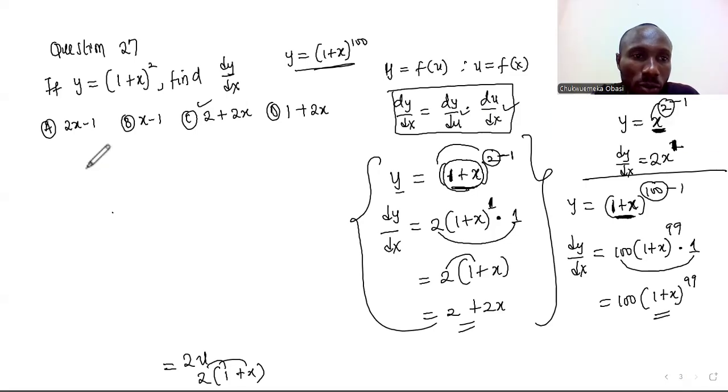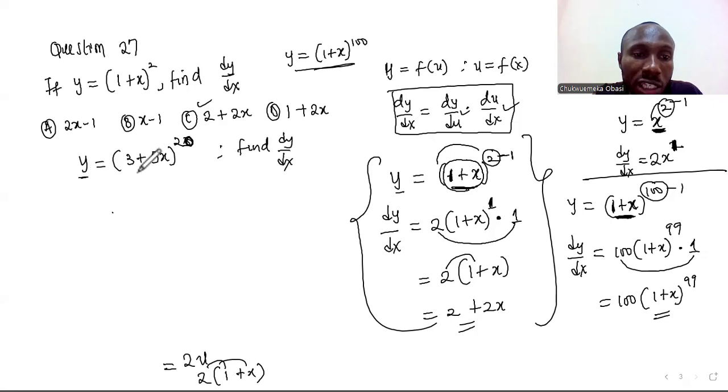Let us think of a problem like this. Let's say we have y equal to 3 plus 5x, then raised to the power 20. Okay, so we want to differentiate this. We want to find dy/dx. So how do we even solve this?